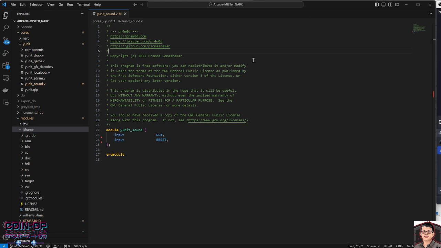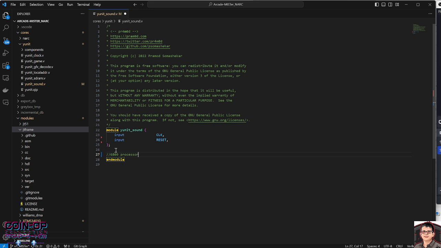And so what I'd start to do in my code is start a new module. I'm calling this YUnit sound. I have a starter clock and reset signal here, and I will just add that here. So I'll add a comment that says 6809, just as a note to add that IP later.